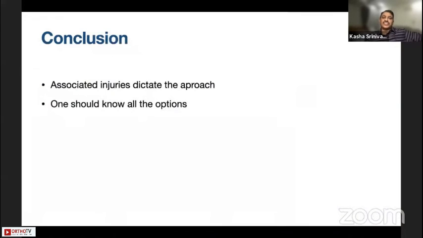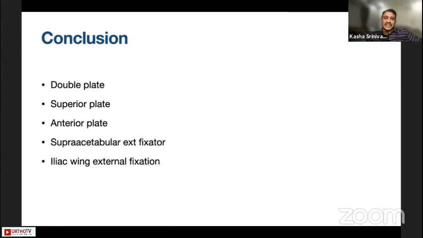In conclusion, the associated injuries dictate the approach, which are more commonly associated in case of a pelvic fracture. Almost 20 to 30% of the times you have got associated injuries, and one should know all the options. And coming to symphysis pubis, double plate has got more stability compared to superior plating, which in turn has better stability than anterior plate. Next comes supra-acetabular external fixator, and last is iliac wing external fixation. Thank you.